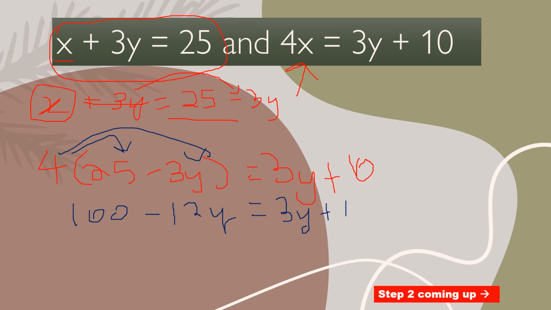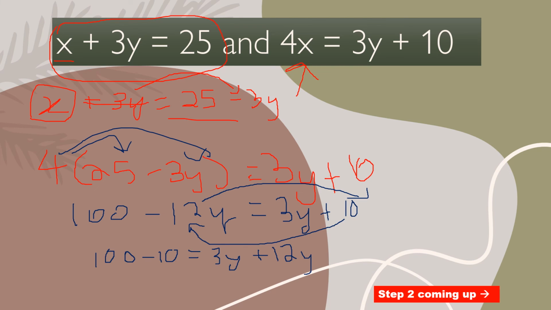Now we'll have to rearrange this so the like terms are together. 12y goes here, 10 comes here. So it becomes 100 minus 10 is equal to 3y plus 12y. Let's solve it. 90 equals 15y. And now we divide 90 by 15. 90 divided by 15 will be y. So y will be 6.